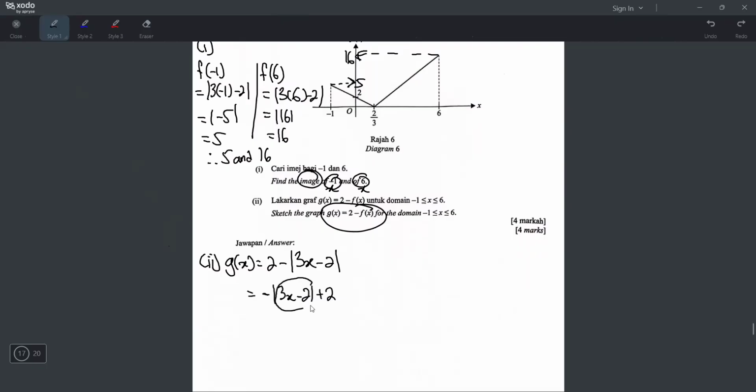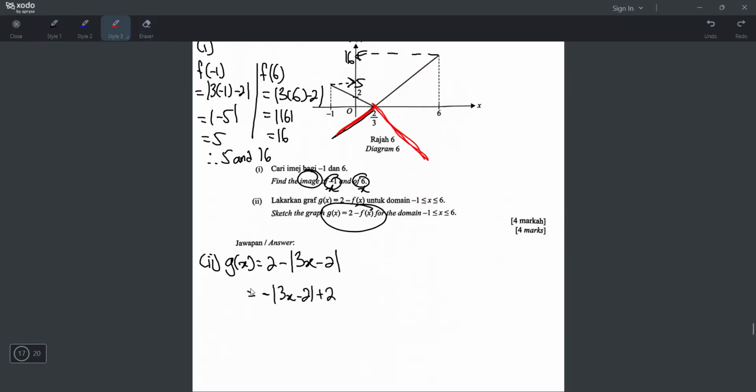The modulus 3x minus 2 graph is like this, right? But this time there is a negative in front. And when there is a negative, it means this whole graph has to be terbalikkan. Terbalikkan means it has to reflect on the x-axis, everything. So this line will go down like this. And so I'll use red color, right? And then this line will reflect down also because there is a negative, right?